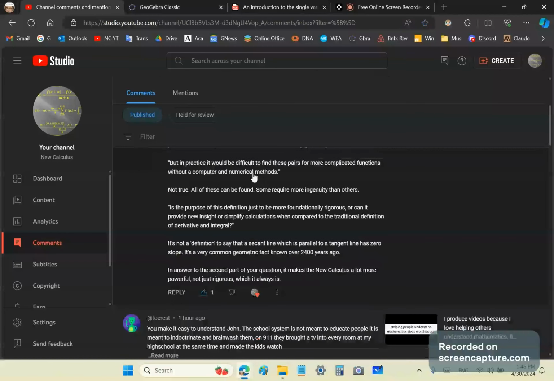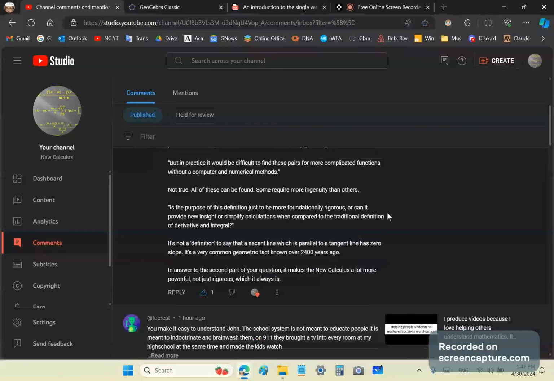So he says, but in practice, okay, and I dealt with that. Is the purpose of this definition just to be more foundationally rigorous? No. The new calculus was 100% rigorous from the moment it was conceived. Well, I shouldn't say conceived. From the moment it was realized in the brain of John Gabriel. It has been 100% rigorous. There's never been any problem. There's never been any refutation of the new calculus. It is the first rigorous formulation of calculus in human history.